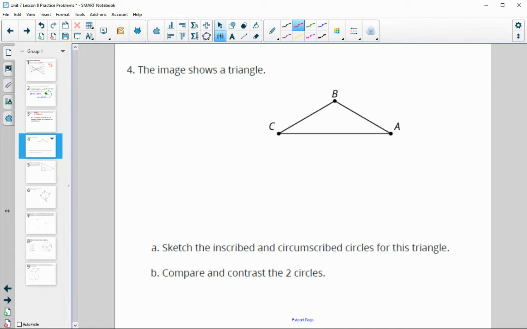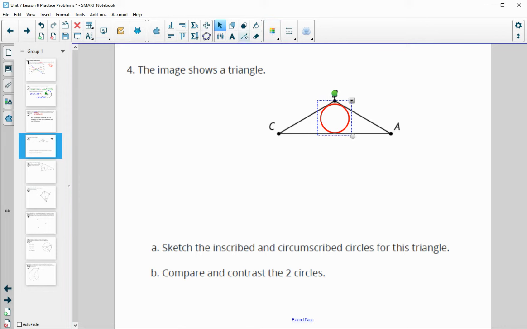All right, and number 4, it says, we've got this triangle shown, sketch the inscribed and circumscribed circles for this triangle. So you just have to sketch them. You don't have to actually construct them. Remember that an inscribed circle will touch each of the sides and be on the interior. So if I try and get one here, that's pretty close.